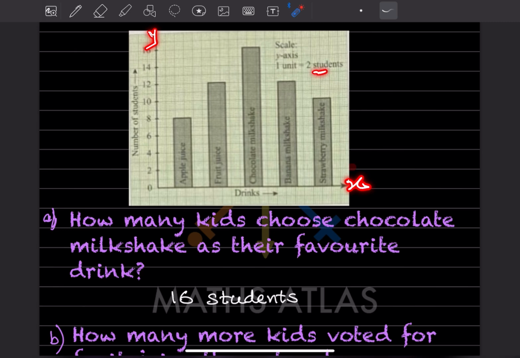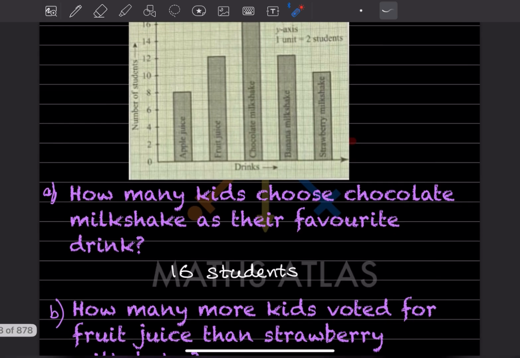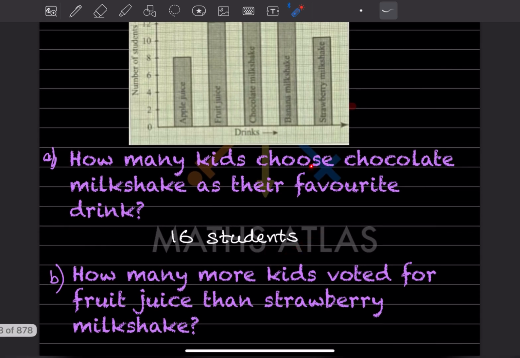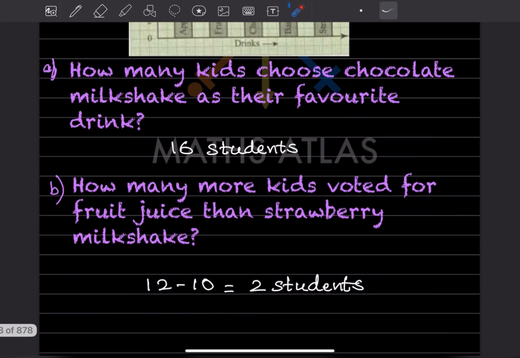For 2 students, can you see here, from 0 to 2 means 2. Again 2 to 4 means 2. Your 1 unit means from here to here, this is called 1 unit. So that will be 2 students each. Now we can see for this chocolate milkshake, this is 16. So we can say 16 students. How many kids choose chocolate milkshake? There are 16 students.